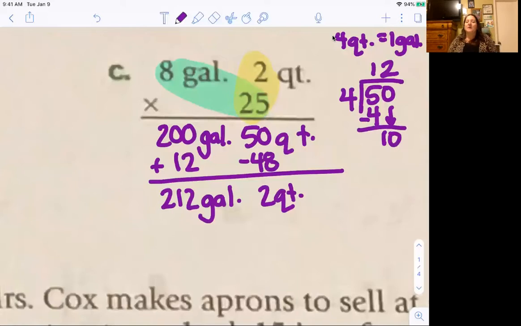Okay, so when you multiply originally, you'll get 200 gallons, 50 quarts. There's 4 quarts in a gallon. So 50 divided by 4 goes in 12 times evenly. So 12 times 4 is 48. We're going to subtract 48 quarts and we're going to add the 12 gallons. So our final answer is 212 gallons and 2 quarts.